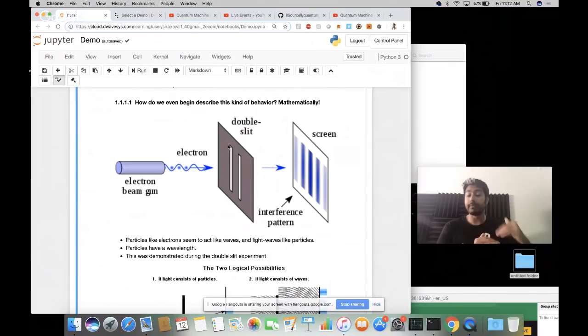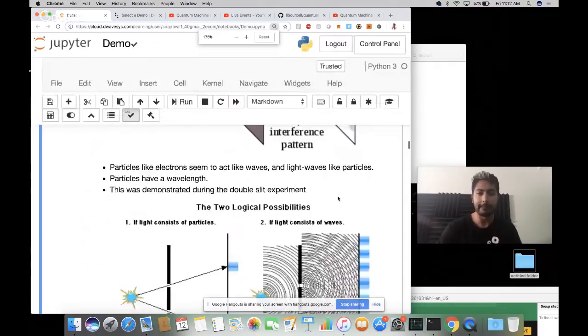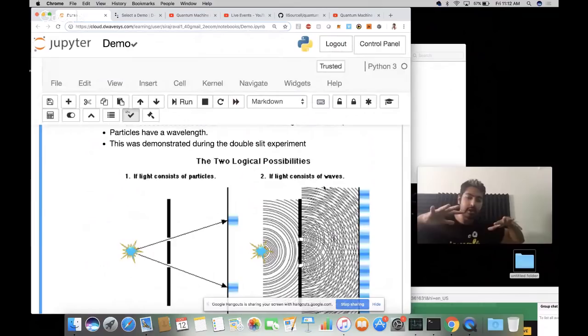So there's this experiment called a double slit experiment. And how it works is you take an electron beam gun, so it's just beaming out light, and it goes through two slits, and then it's going to land on the screen. And what's going to happen is when we do this, we're going to see this number two image that's on the right here. We're going to be able to observe what is called interference. So two different waves through both of those slits will interfere with each other.